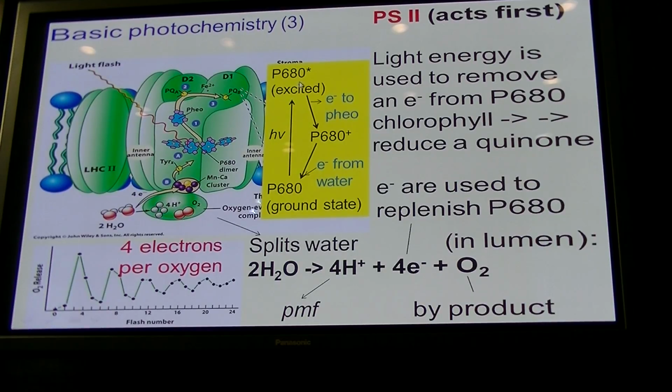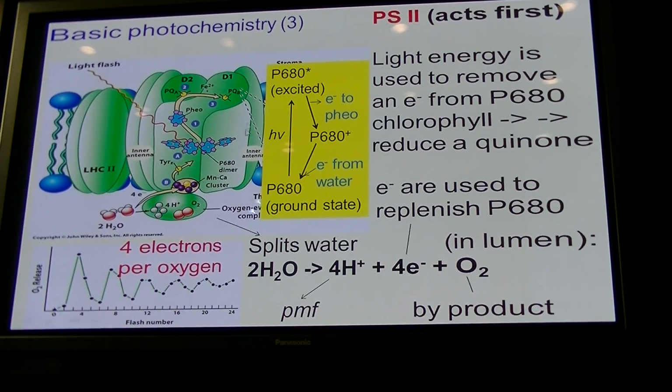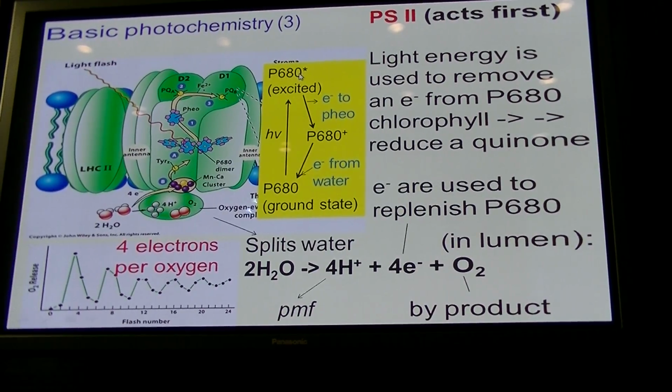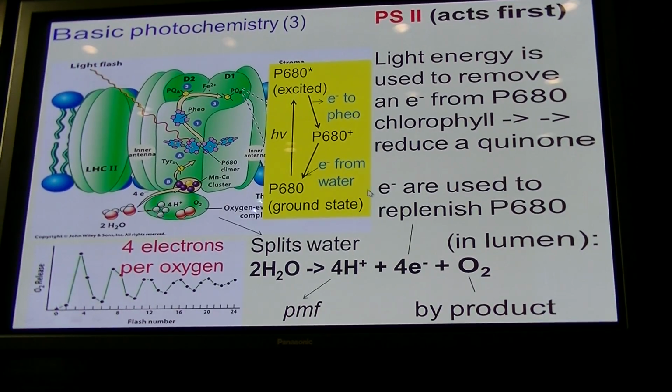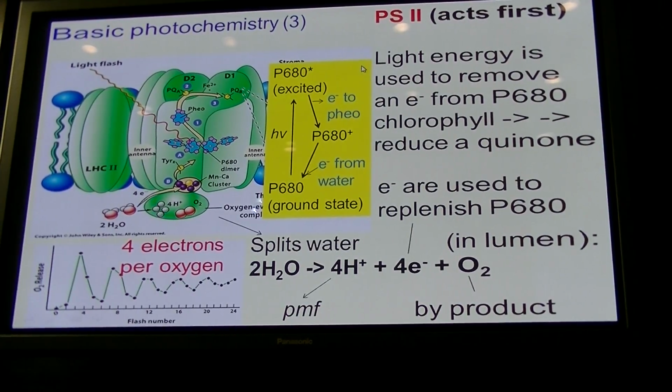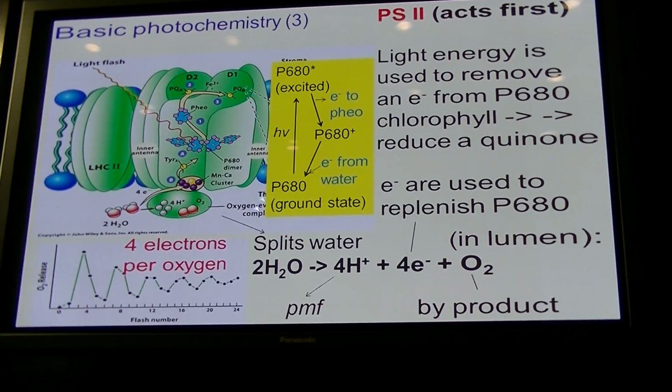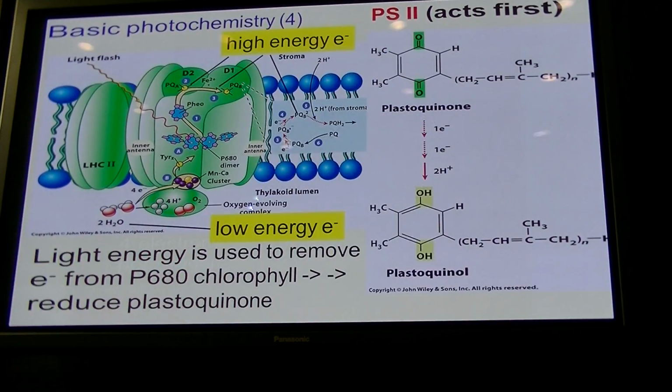There's evidence for all of these steps because we can actually observe, using EPR and other methods of physics, these excited states and these charged states of the chlorophylls. But it takes a method that can measure in very brief periods of time. All right.